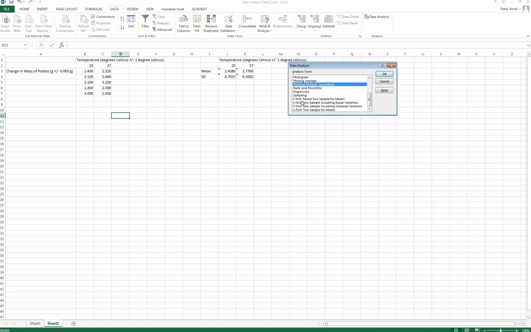So I need to look at what type of t-test I should be using. Really what we need to be looking at is either the paired two-sample for means or the two-sample assuming unequal variances. So this top one is really for testing if you were to use the same subjects, like before and after a treatment, right?